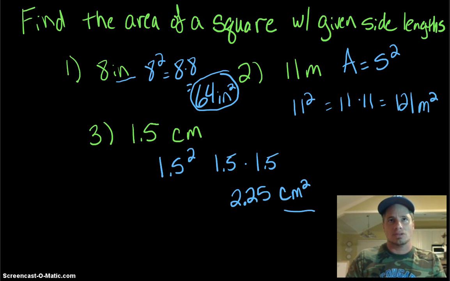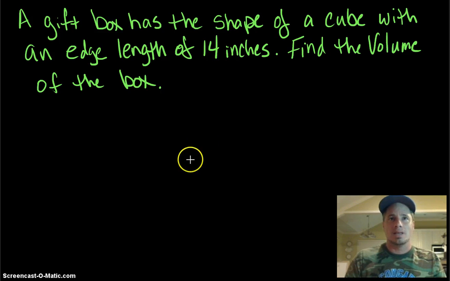Let's look at the next section, which I think is the last, yeah. A gift box has a shape of a cube. What is a cube? It's basically a three-dimensional square. A cube is like a box with all the side lengths the same. It's a cube with an edge length of 14 inches.